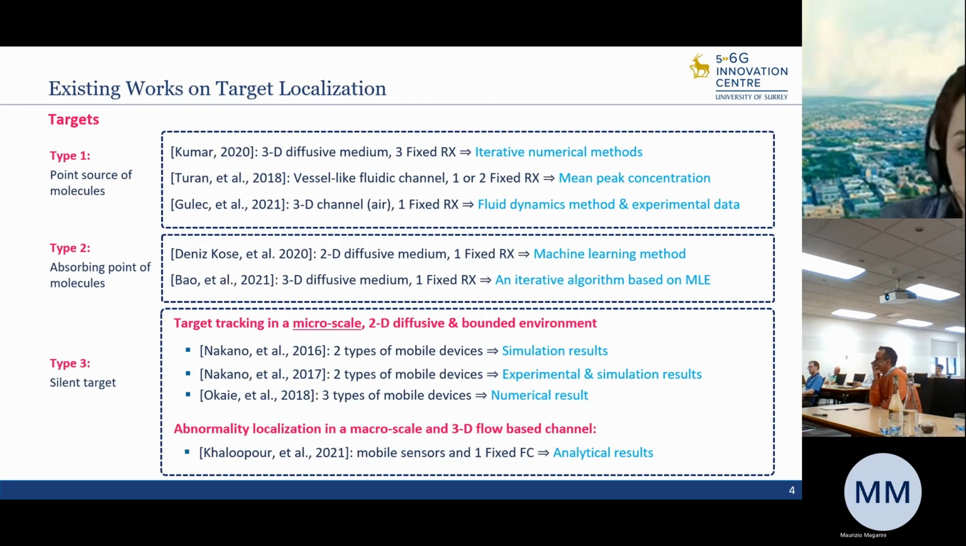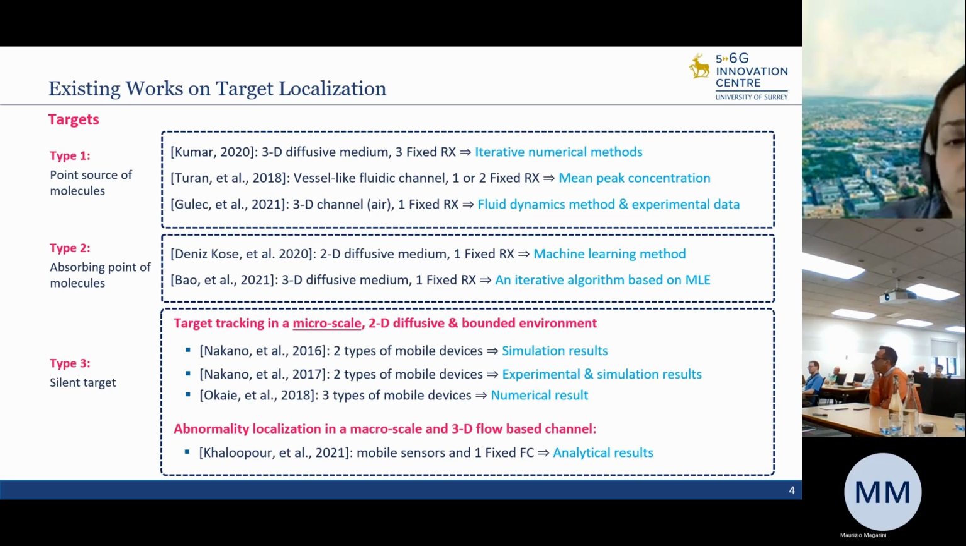All these three types of targets are already studied in the literature. For type 1, there are works that consider one receiver, two receivers or three receivers in the three-dimensional case to find the location of a point source of molecules. Also, for type 2, there are works that consider some types of receivers that try to detect the absorbing nodes and also localize them. For silent targets, there are works in both micro scale and macro scale.